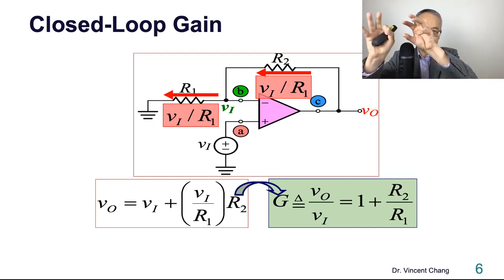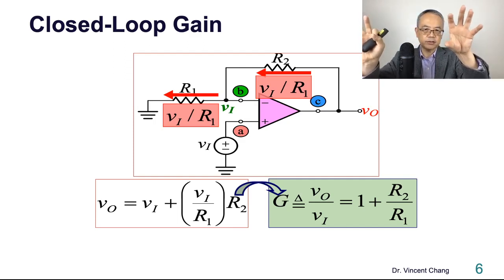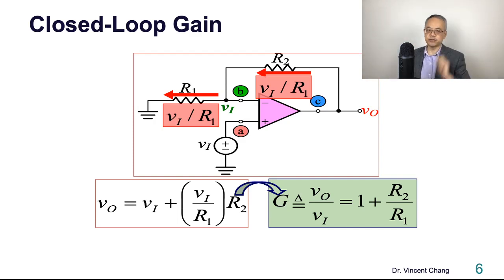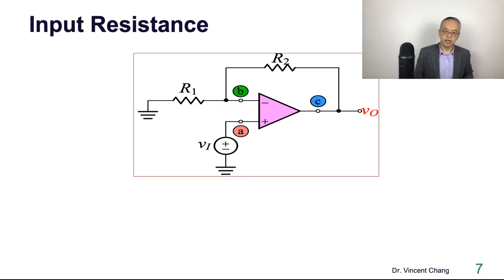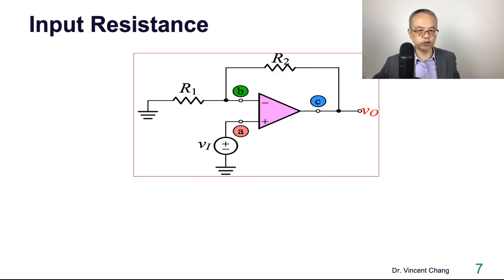VI, just put it down. Just write down this: VI equals VO times what? A factor, R1 divided by R1 plus R2. So you can get the same result.